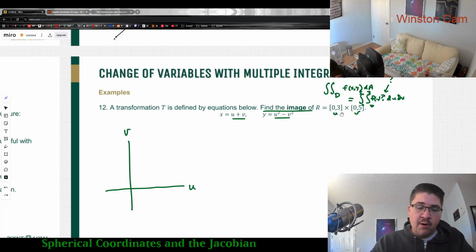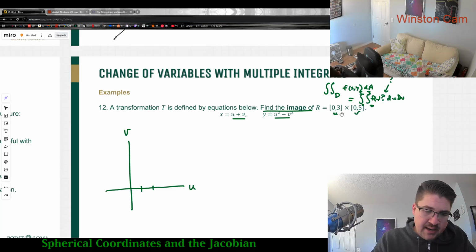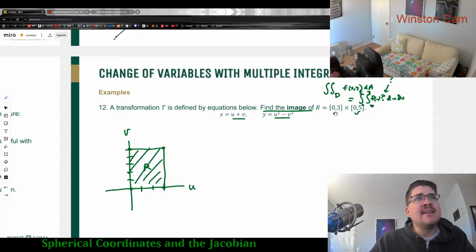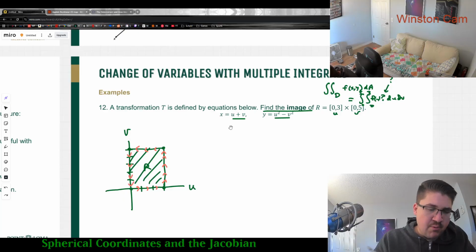So basically, our rectangle here is going from 0 to 3 on the u-axis, and from 0 to 5 on the v-axis. So we just have a rectangular region here, and it can be helpful to think about the boundaries of this region R as moving around the corners of that region. Because if we change variables, our goal is to think about how u and v change into x and y. So let's assume we start at the origin and move around this rectangle like so. Let's explore what actually happens to our x and y.